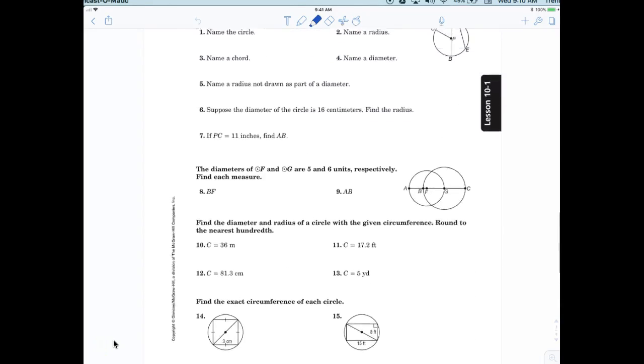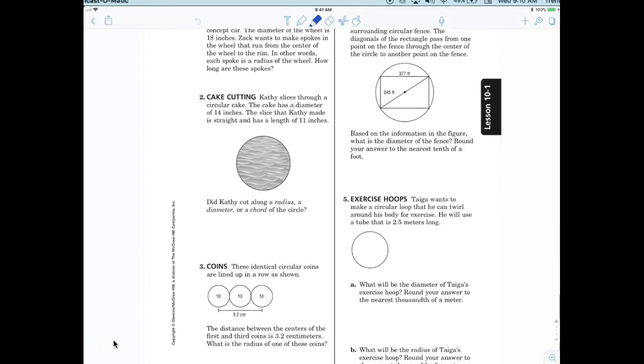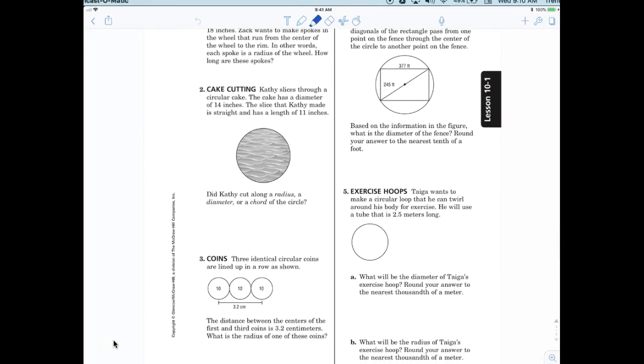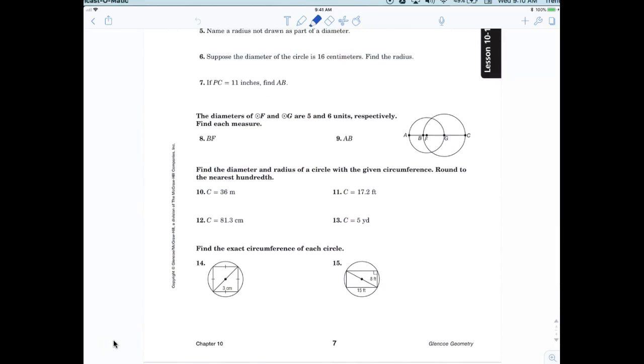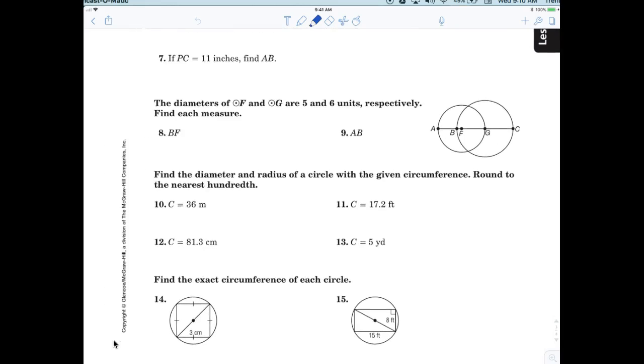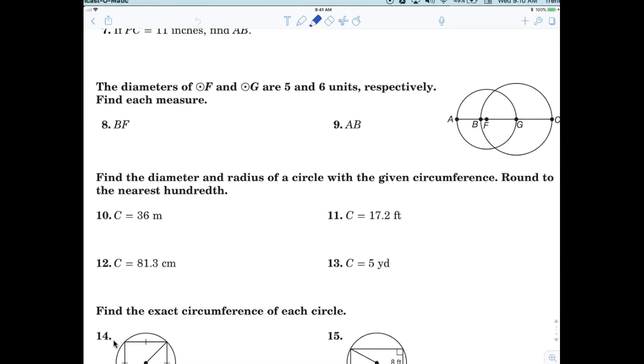So who needs help? Who's got a question? Very good. Can you do number 8 and 9 on this page right here? Yeah, I just don't understand. All right, so it's kind of overlapping stuff, so it's kind of good to see.